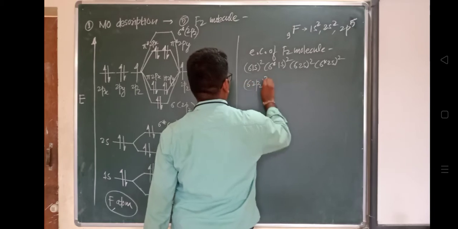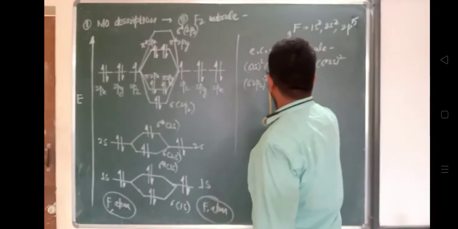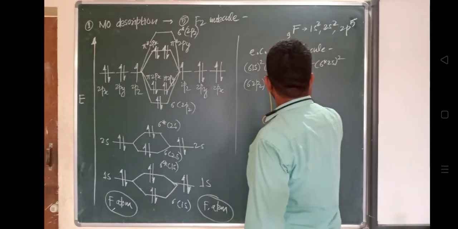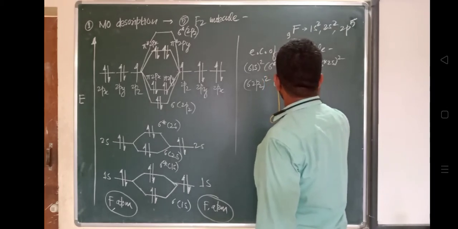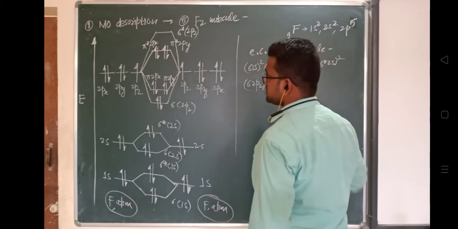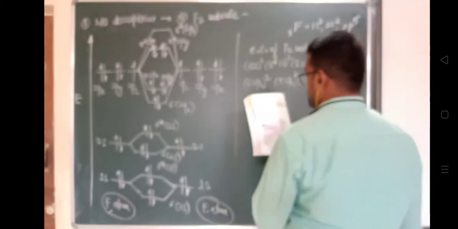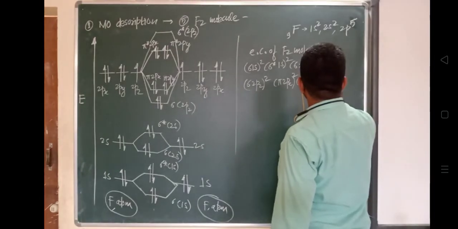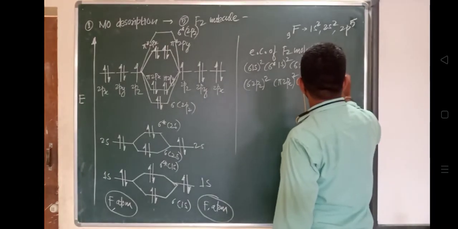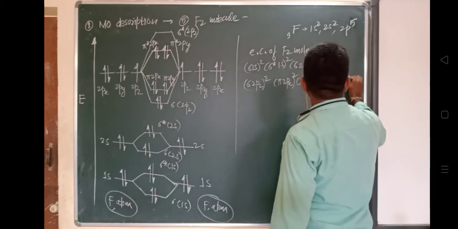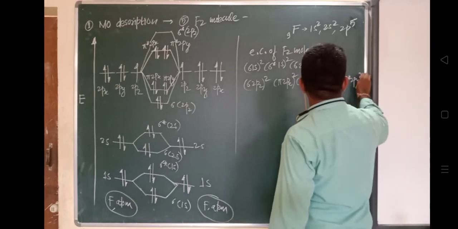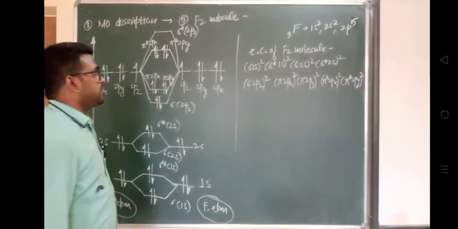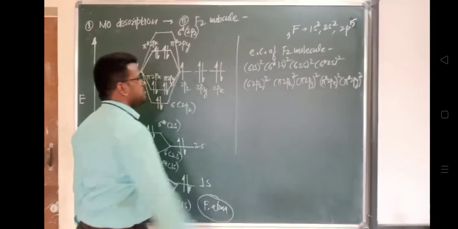Two electrons are present, then pi 2px, two electrons are present, pi 2py, two electrons are present, and then the next one is the pi star 2px, two electrons are present, and the last one is the pi star 2py, two electrons are present. If you check, it will complete a total number of 18 electrons. 18 electrons will be present in this electronic configuration.